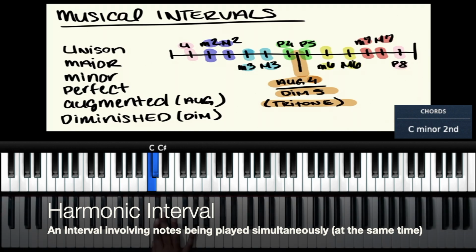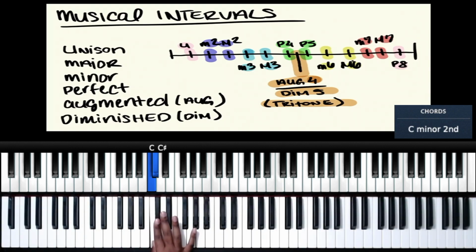Okay, just so that you guys can kind of understand that concept as well, because when we start getting into learning chords, it's going to be important for you to understand what a harmonic interval is and what a melodic interval is. It just simply means the way that you're playing it, either separately or together.